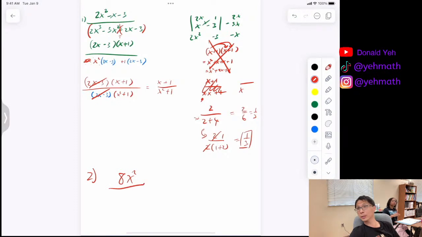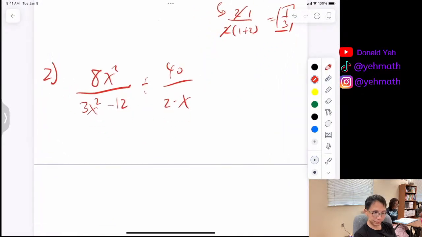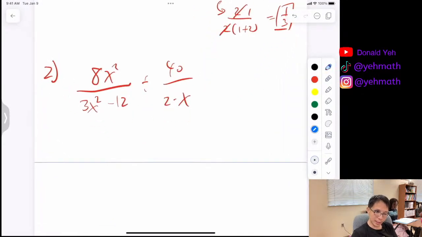Ax squared over 3x squared minus 12, divided by 40 over 2 minus x. There's a trap here, but I don't know if you guys see it. The problem is this is not in descending order, and I don't like that. But you can actually factor out something to make it descending order. Okay?